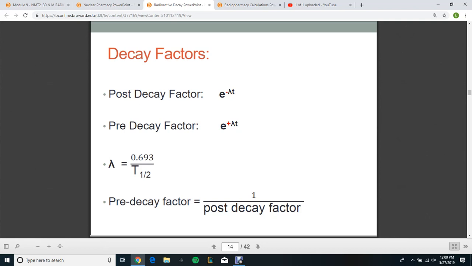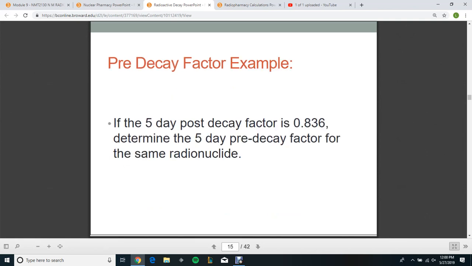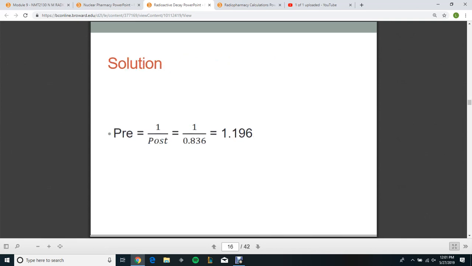The pre-decay factor is equal to 1 over the post-decay factor. If the 5-day post-decay factor is 0.836, determine the 5-day pre-decay factor for the same radionuclide. To get pre, it is equal to 1 over the post, so 1 over 0.836 is equal to 1.196.